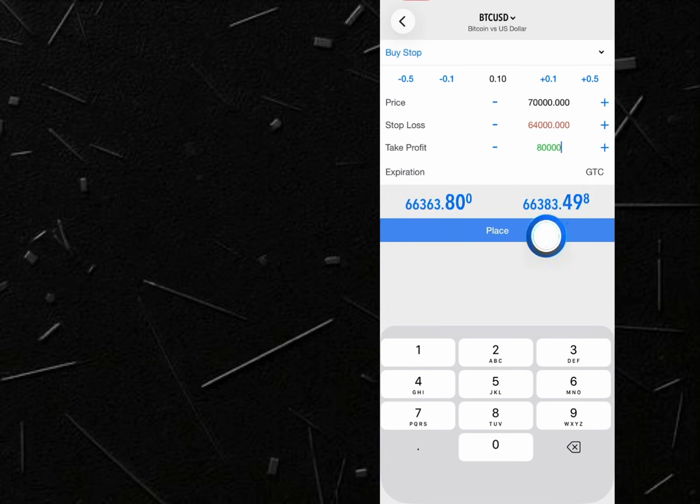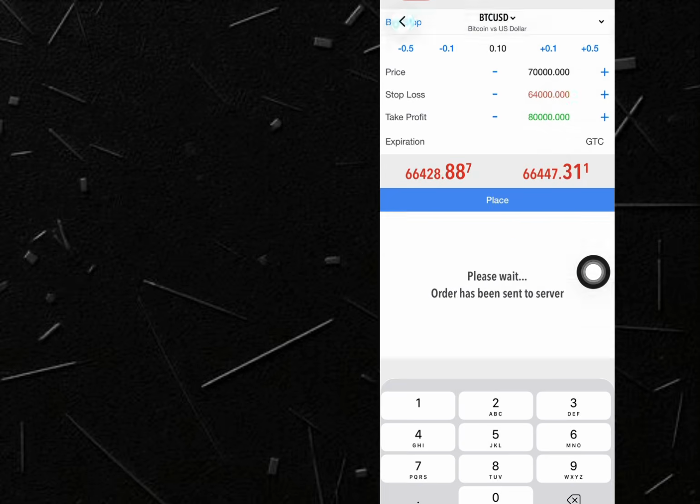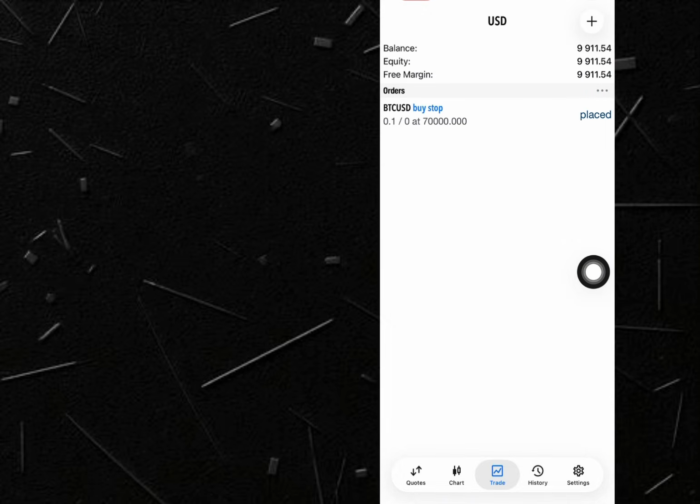So one thing you're going to notice, if you enter a wrong figure, this one is not going to be available for you to make. Just like I did, I mistakenly entered 80,000 here, which was the take profit. So I entered it for the stop loss. So if you enter the correct digits, everything here, then you tap place. Now you already know about the lot size. Okay, so this is the buy stop.